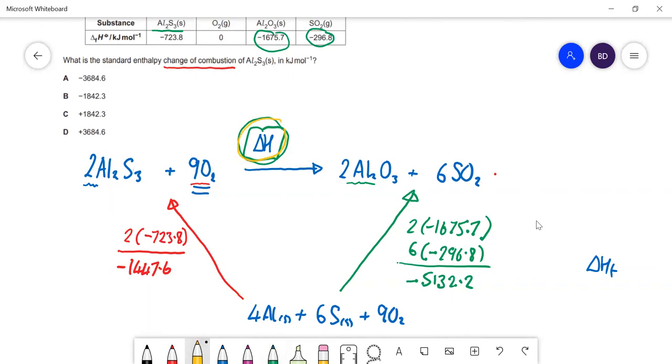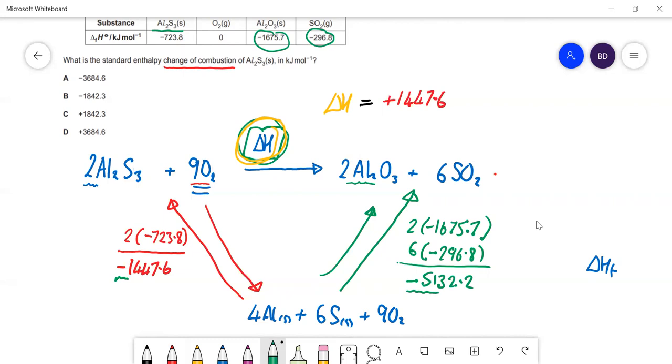Okay, let's do that in yellow. So delta H. Right, we're going to go against the red arrow. And then we're going to go with the green arrow. Now, because we're going against the red arrow, we have to flip that sign. So that is equal to plus 1447.6. We're going with the green arrow, so this stays as a minus, so that is minus 5132.2. And that is equal to minus 3684.6.